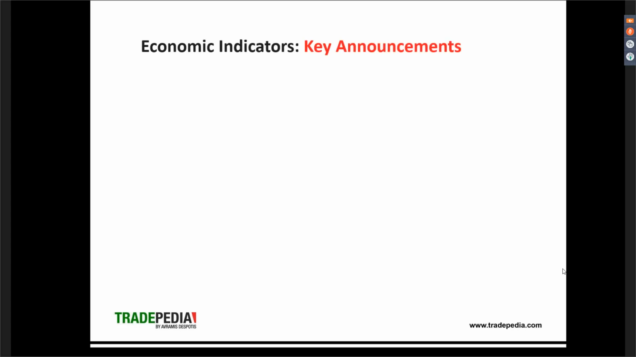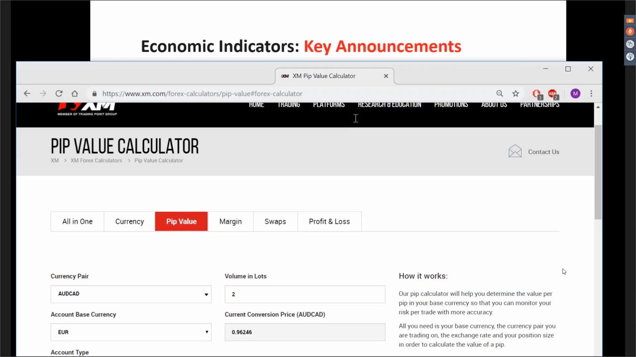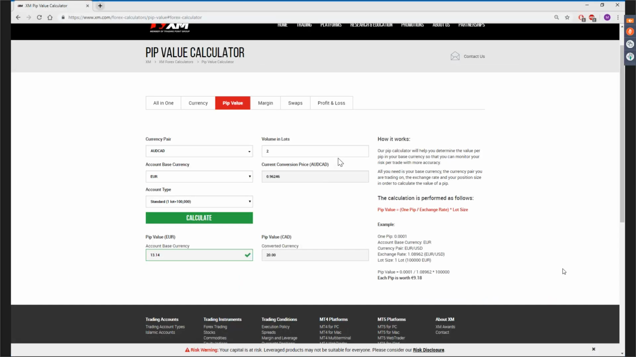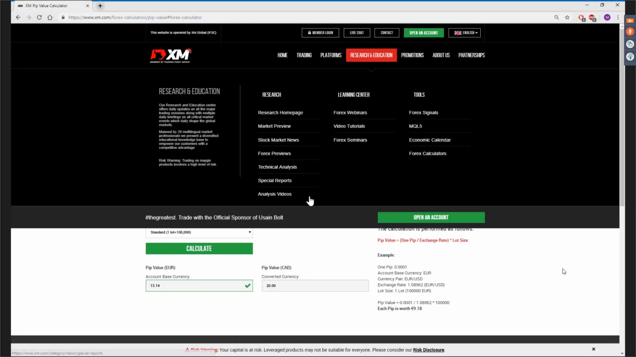So this is where taking a look at that economic calendar on the XM website can help be up to date with all this information. So if we go to research and education here on the website, we go back to economic calendar there.